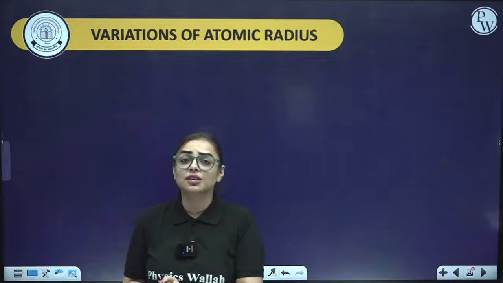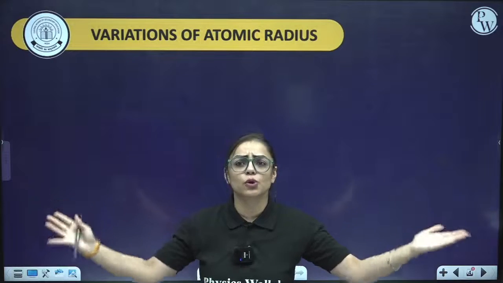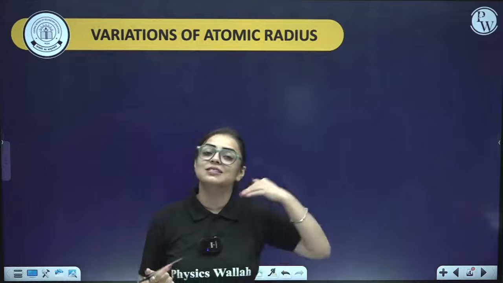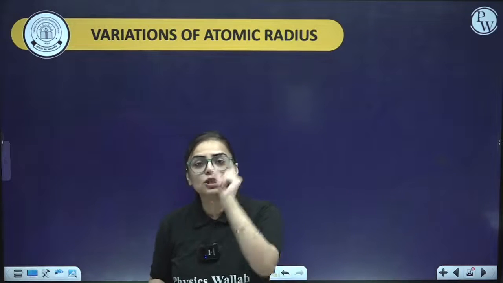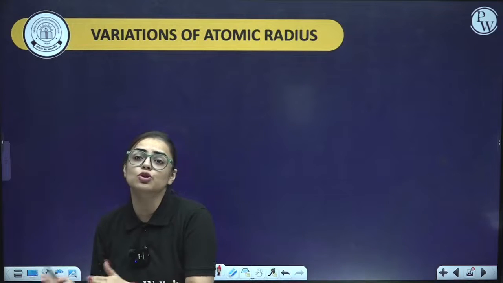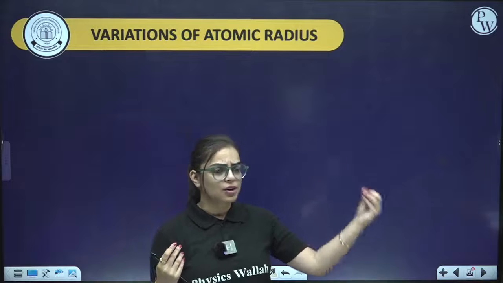Moreover, one of the factors is shells. If you are increasing the number of shells, that means 1, 2, 3, 4 and so on, the distance from the center to the outermost shell is increasing, so size will increase. So nuclear charge is inversely proportional to size and the number of shells is directly proportional to size. This was what we have already covered.